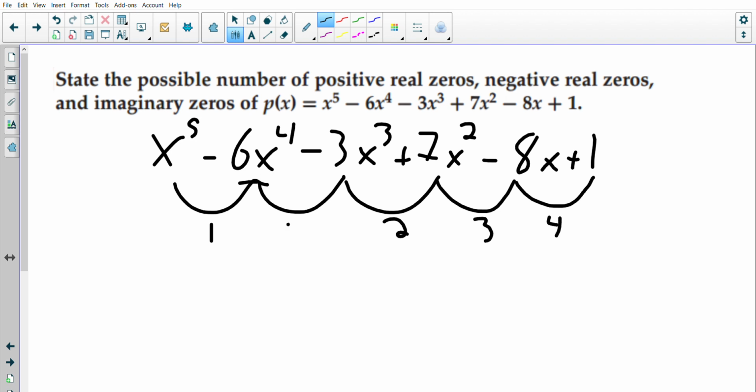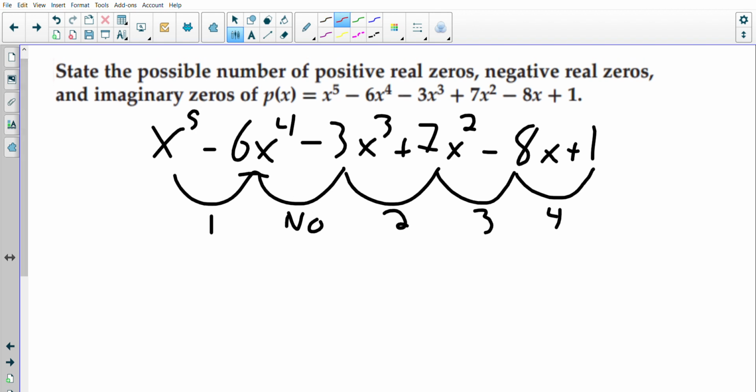And put no here so we know. Okay? So we have 4 changes. All right, now we're going to put in negative x into this equation. So I'm going to put this out front. P of x was just the original. Now I'm going to do P of negative x.